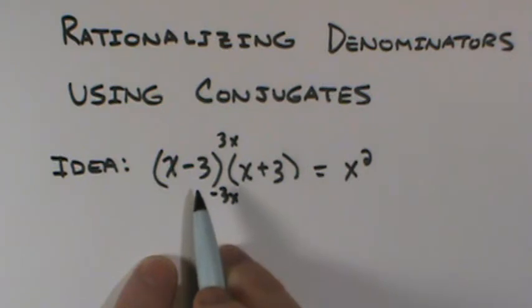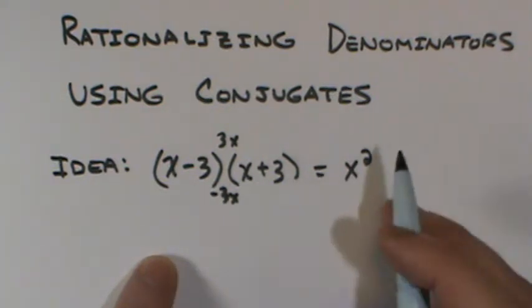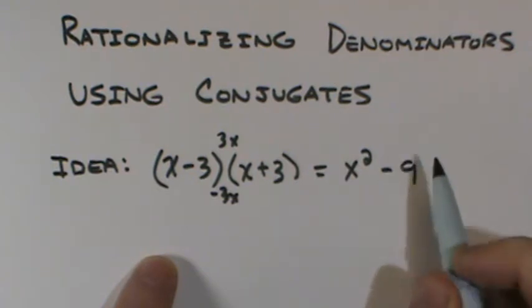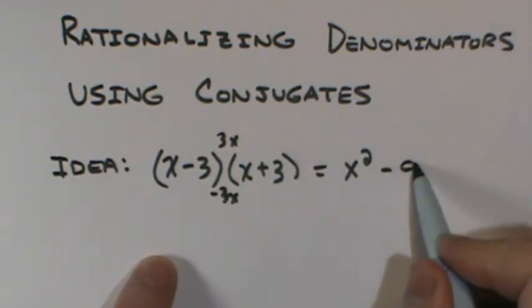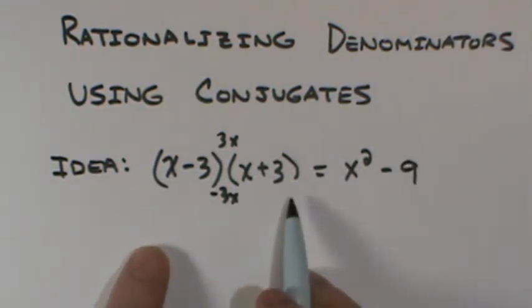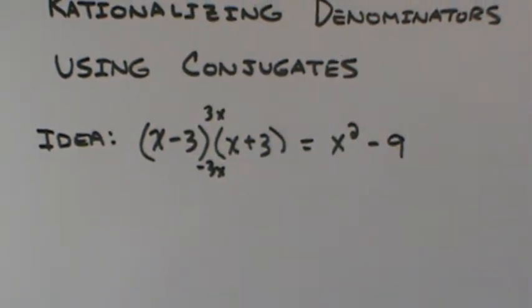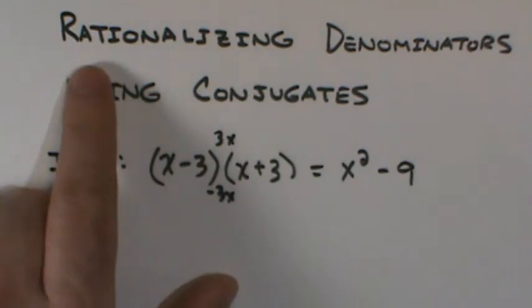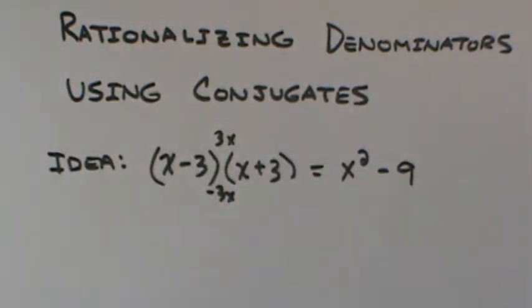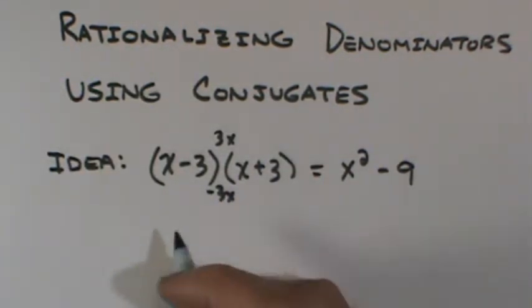And then the L for FOIL, last with last, I have negative 3 times 3, which is negative 9. So I've got the structure of a difference of squares. Now I want to do several of these just to make sure we're warmed up and we understand this concept before introducing the rationalizing denominator part using this strange thing called a conjugate.